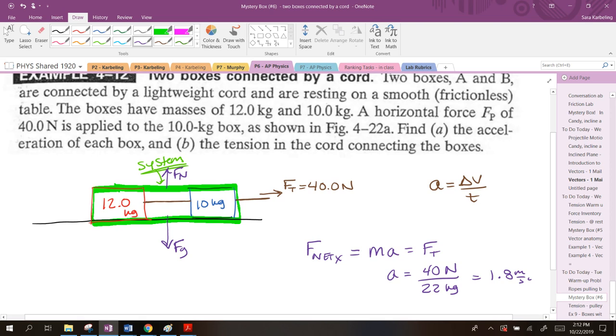So how do you do part B then? What is the tension in the cord connecting the boxes? Are we going to talk about it in terms of this big green system now? We're just going to look at one of the boxes. Do you have a preference? I would use this one. Keep it as simple as possible, right?